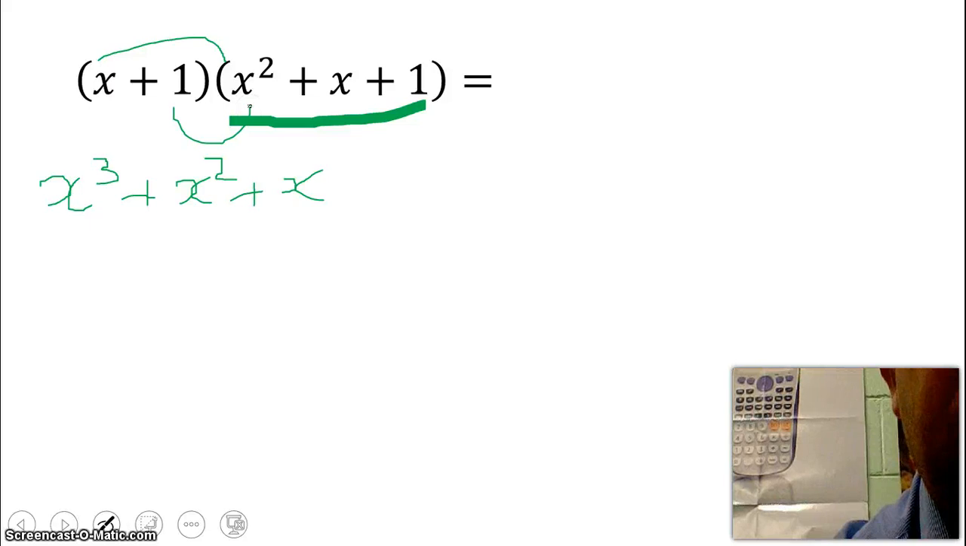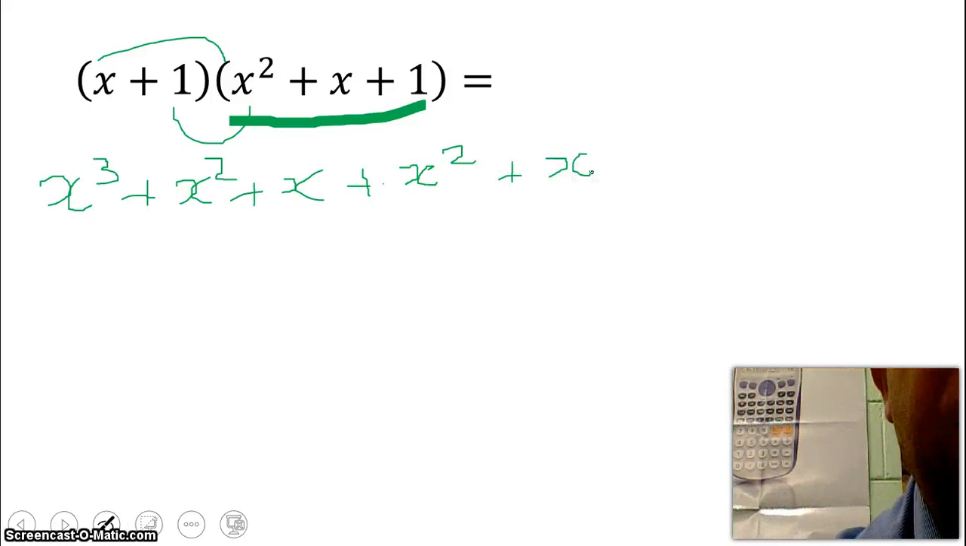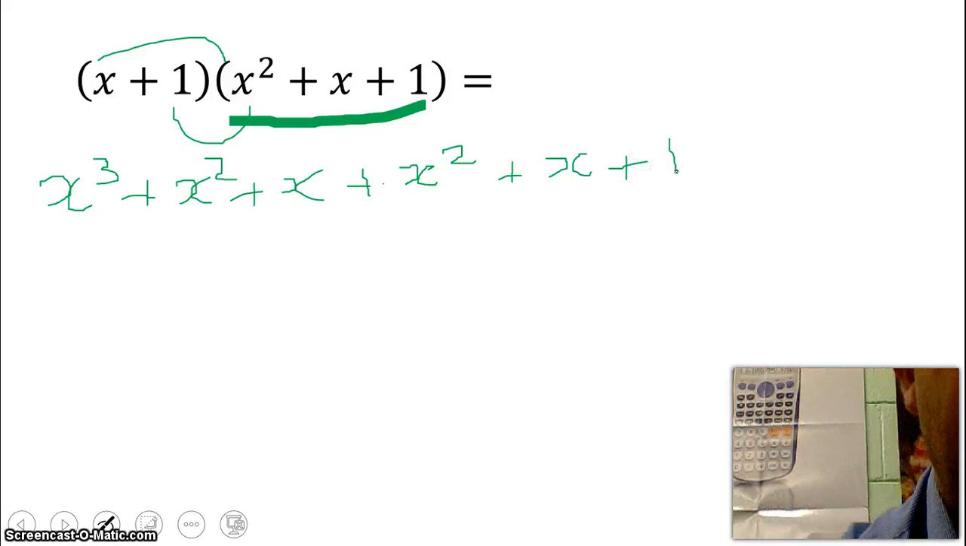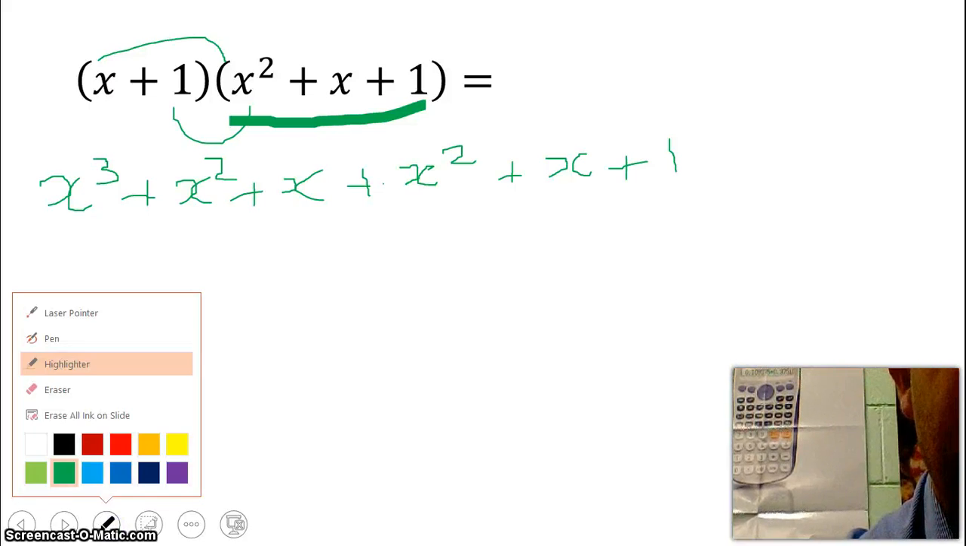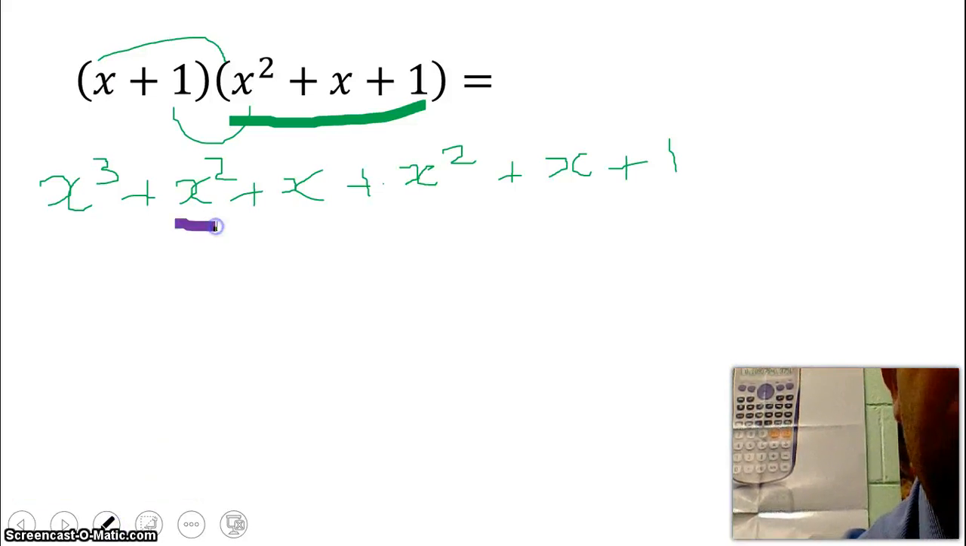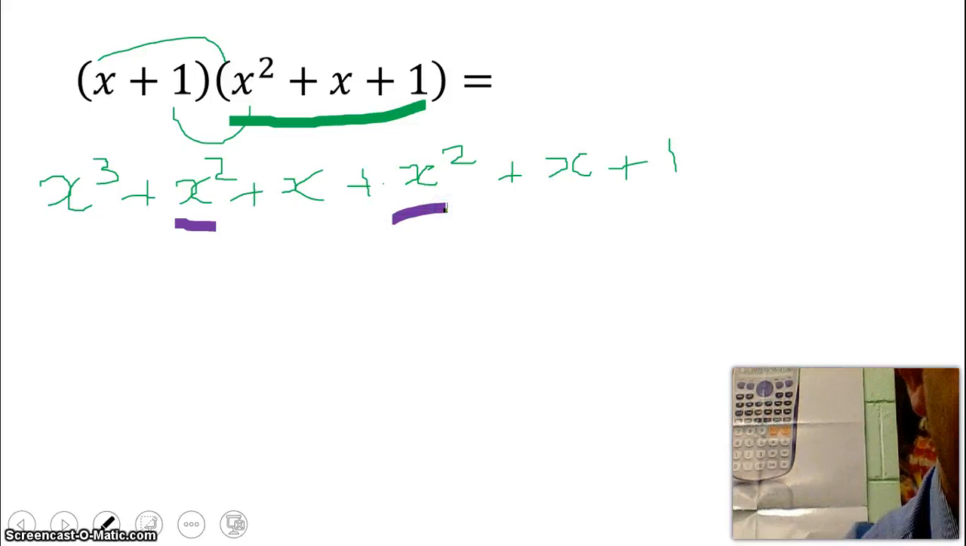1 times x squared gives us x squared. 1 times x gives us x. And 1 times 1 gives us 1. So, I'm going to highlight my key terms because I don't like making mistakes. I've got x squared and x squared. So x cubed still by itself.